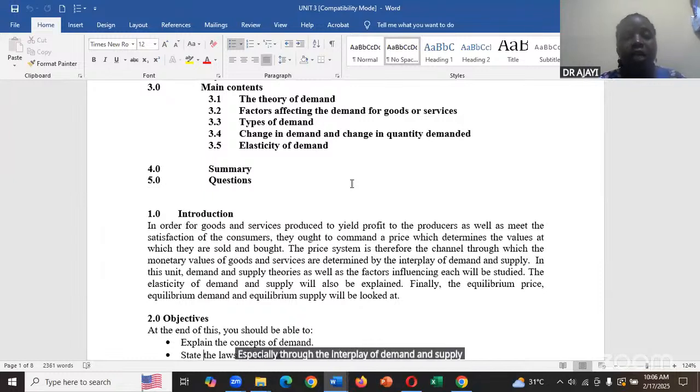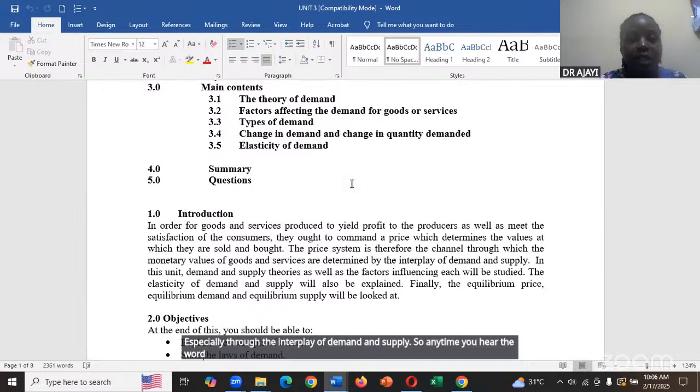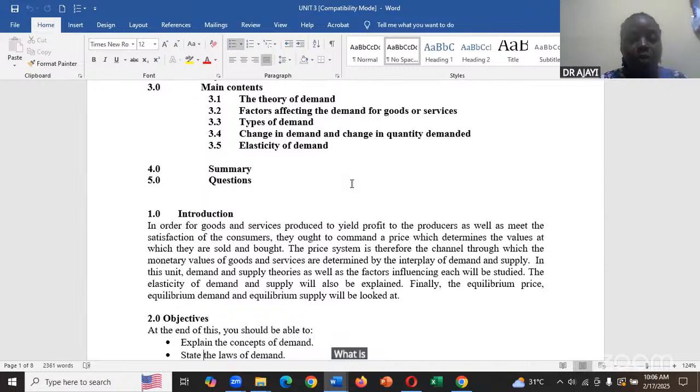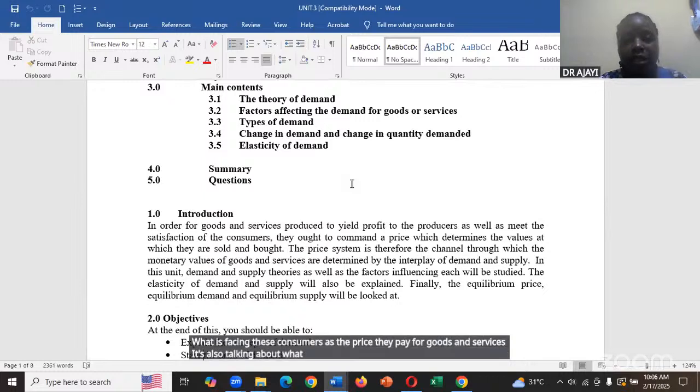So anytime you hear the word the price system, what is facing the consumers is the price they pay for goods and services. It's also talking about what is facing the producers in determining the prices or the value of the goods they produce and the services they provide.